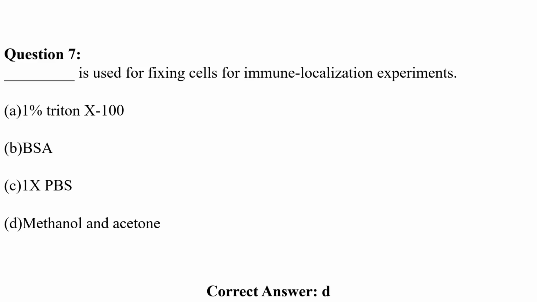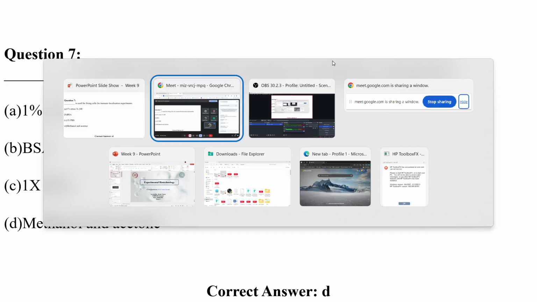To view all these things, we need to first fix the cells, because if things are moving here and there, it would be very hard for us to figure out where the particular thing that we are trying to look at is present inside the cell. Okay.